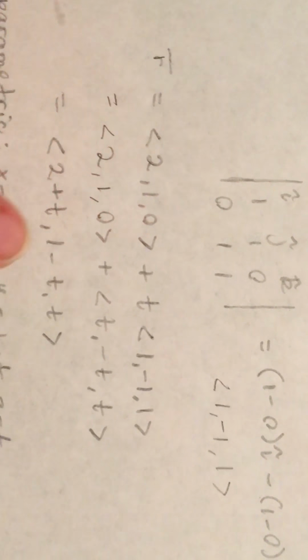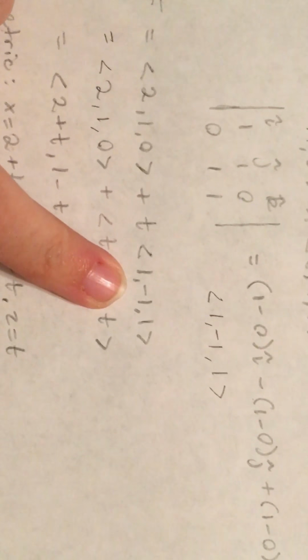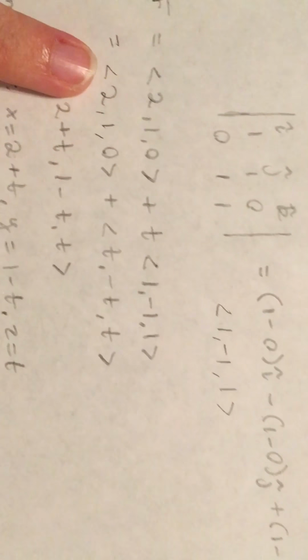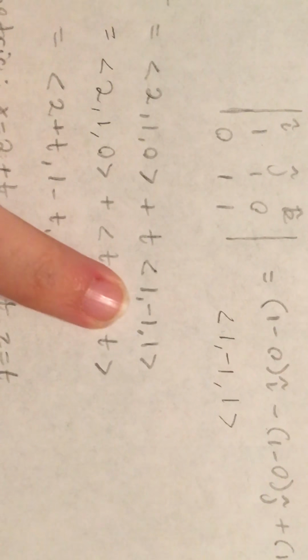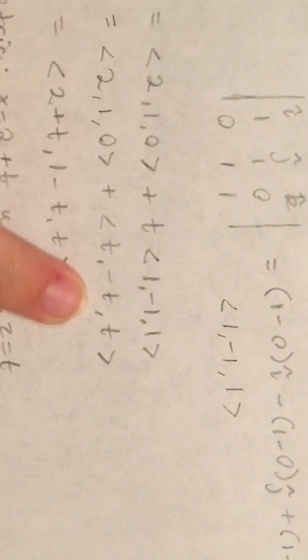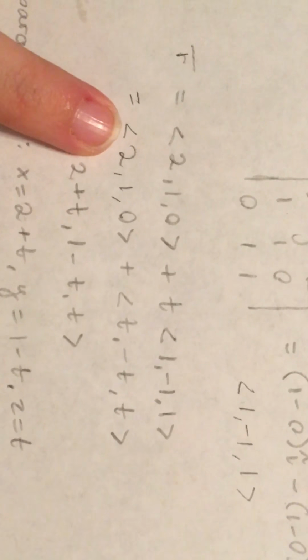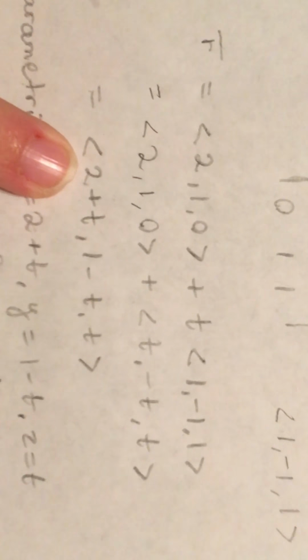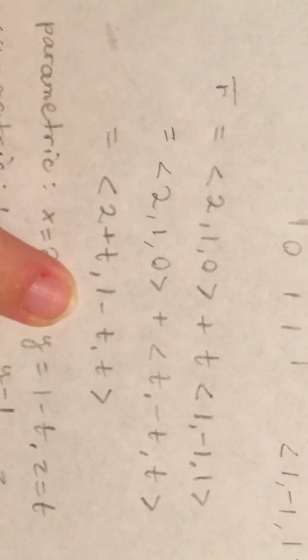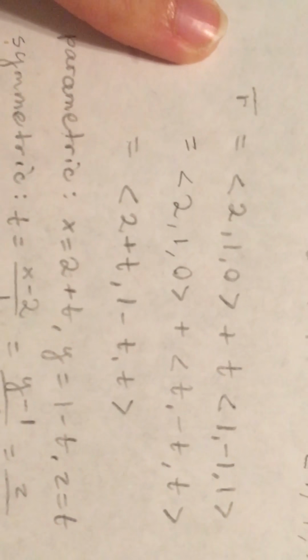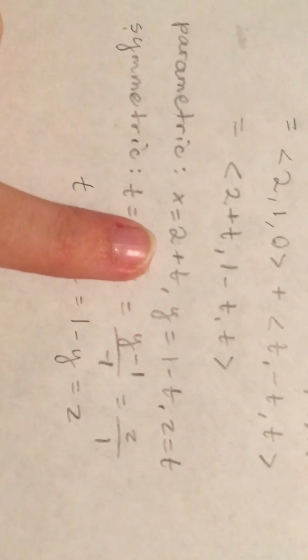We already have r naught, and then we have plus t times the vector v, which we just found, and then we can distribute t to this vector, so you get t, -t, t, and then you can add these in, and you'll get the vector (2 + t, 1 - t, t) as our vector r. So that's already in our parametric form.